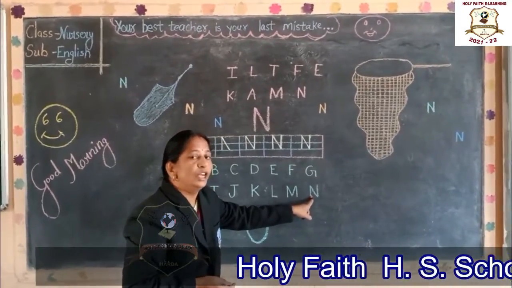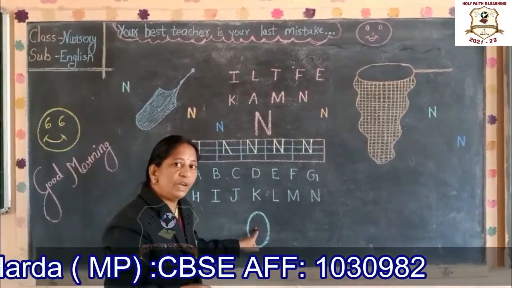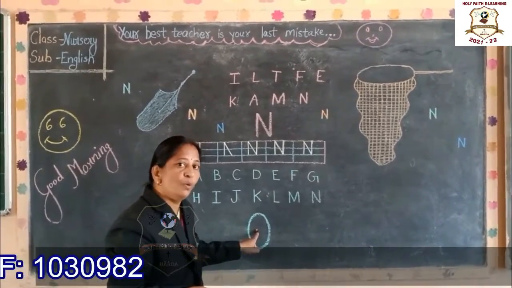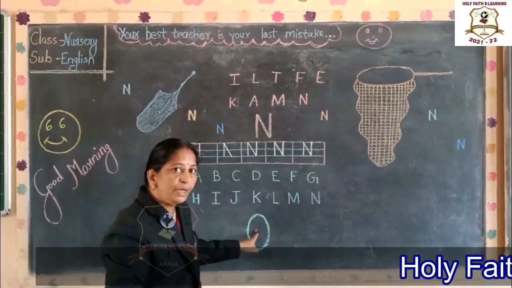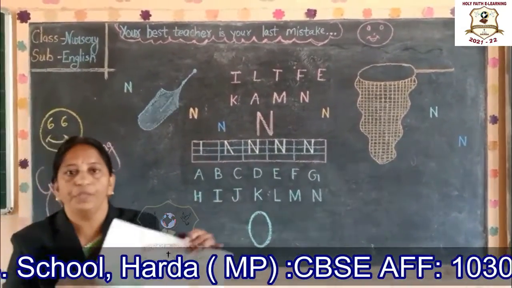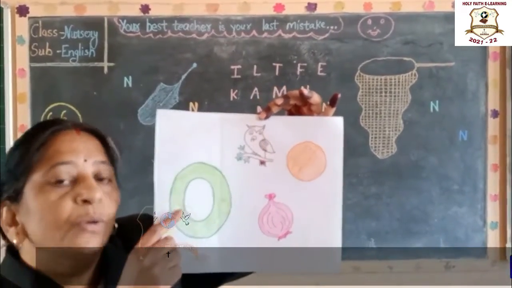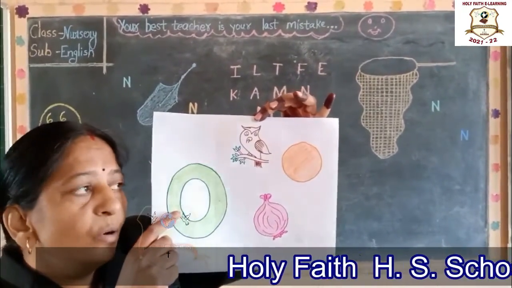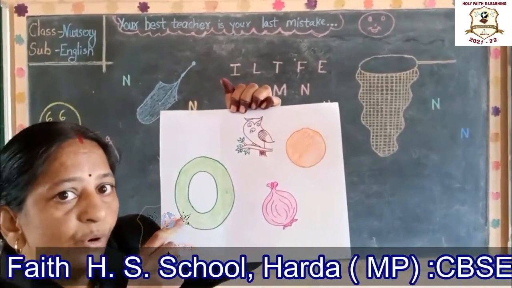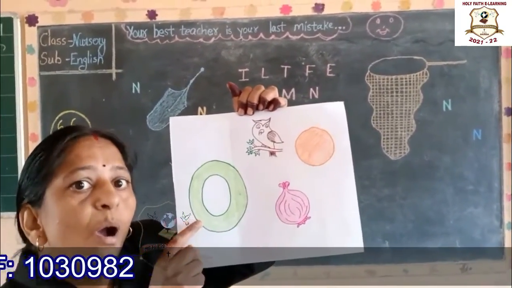Okay students, now today we will learn next letter O. Which letter we will learn today? O. See. Look here. Which letter is this? O. Which letter is this? O. And sound of O is O. Sound of O is O.